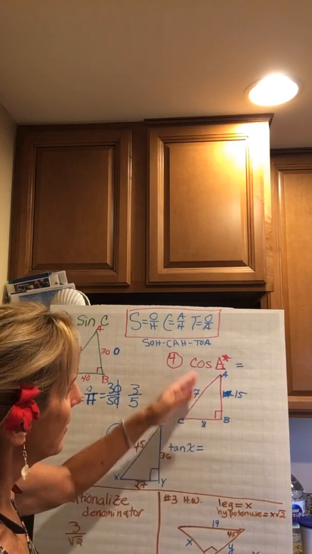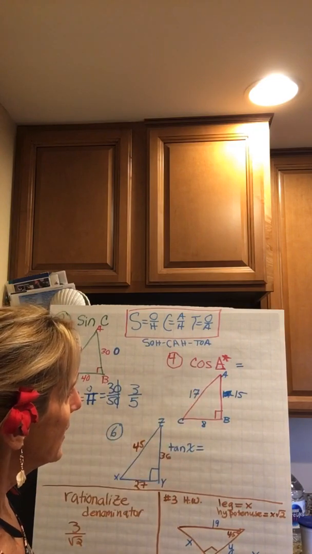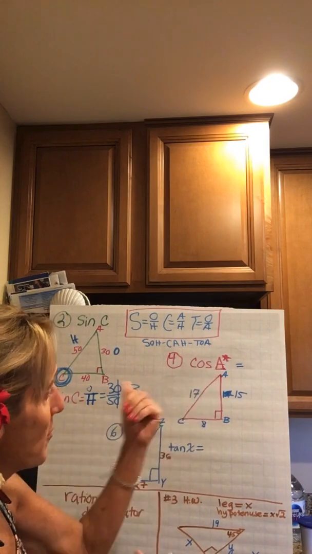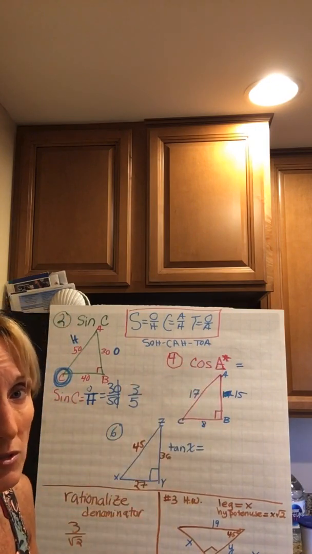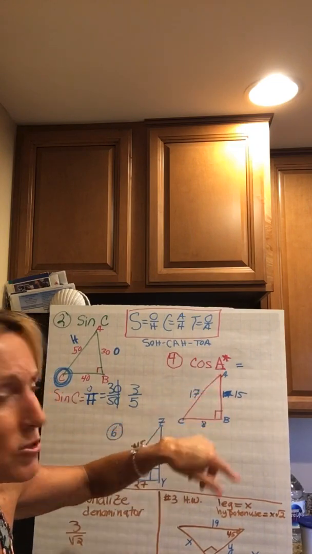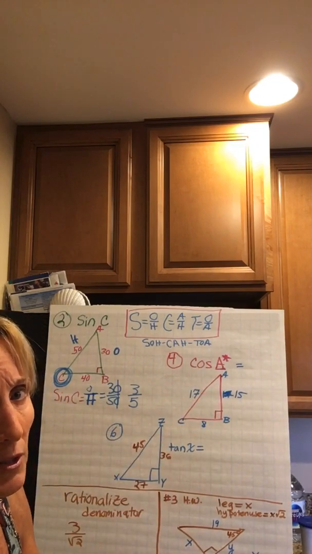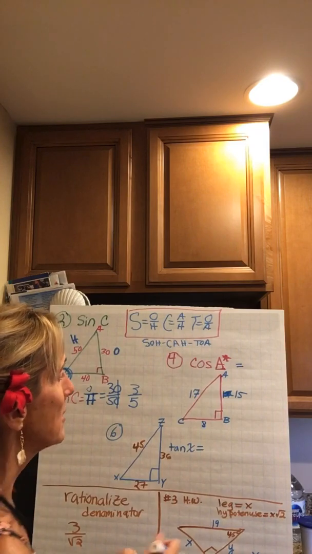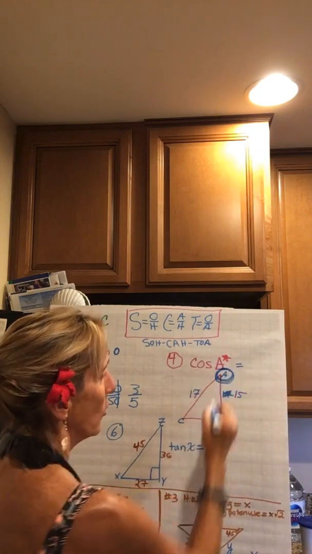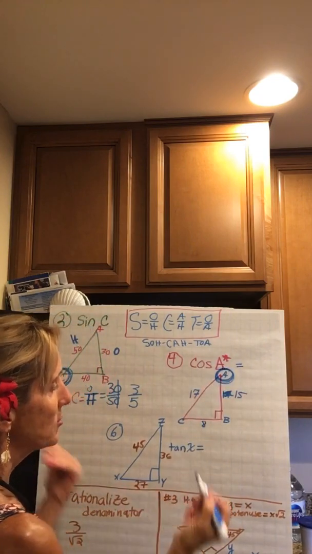Number 4, I have cosine of A. Oh, by the way, number 4, I changed it because I wanted something different. I can't remember what it was, but I changed it to A. So make sure you mark that on number 4 on your notes, it's an A. So I'm going to circle this, I'm looking for this angle. Okay, now let's mark it.